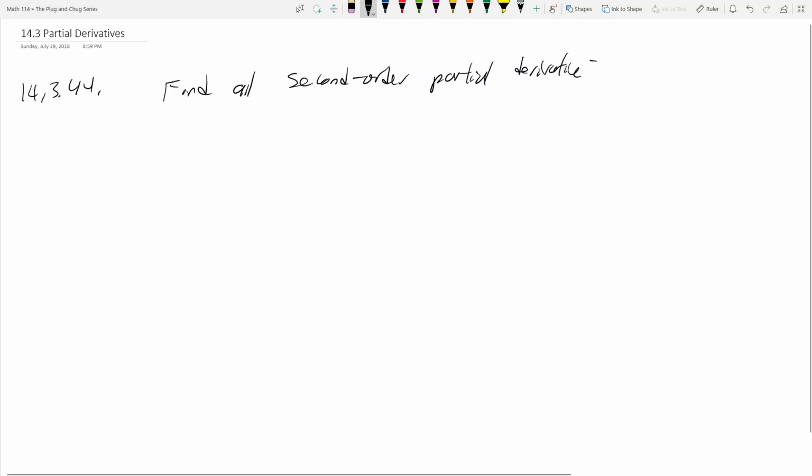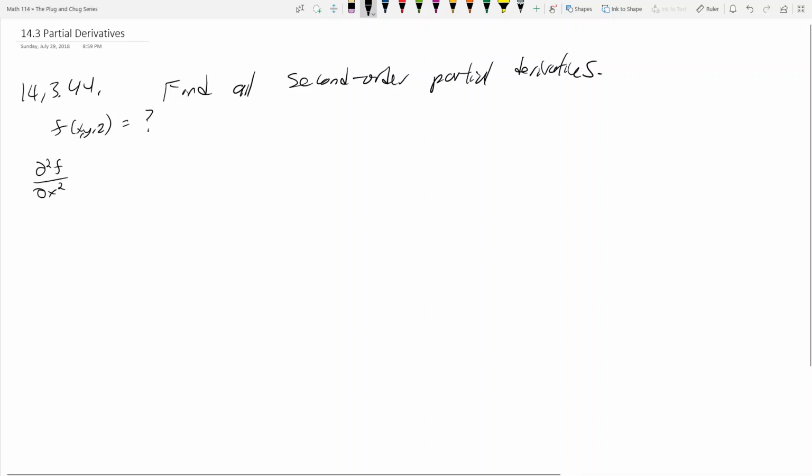So, okay, let's take a look then at this problem 14.3.44, which is find all the second order partial derivatives. Okay, and well, what are the second order partial derivatives? Well, they comprise of d squared. Let's say you have a function, right? F of x, y, z is equal to something, and your second order derivatives are going to be d squared f partial of x squared.